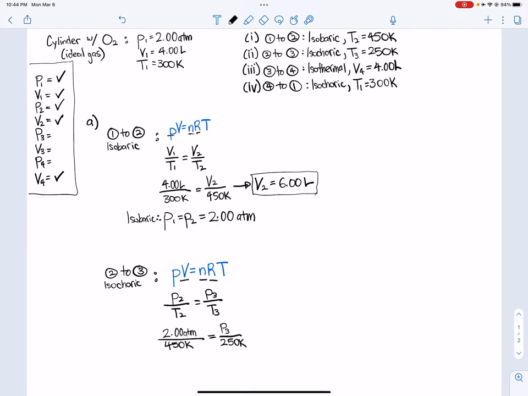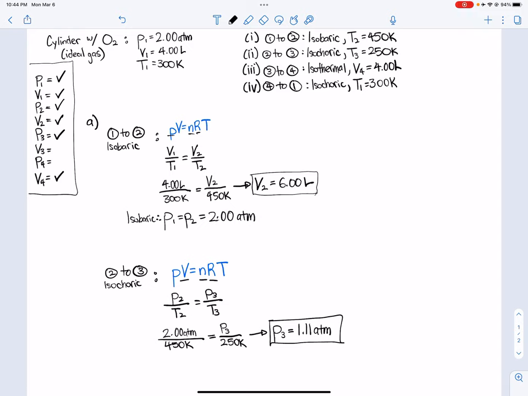Again, do algebra and solve for P3. Cancel out the units, and you would find P3 is equal to 1.11 ATM. Okay? So now we know P3. Let's check that off our list.